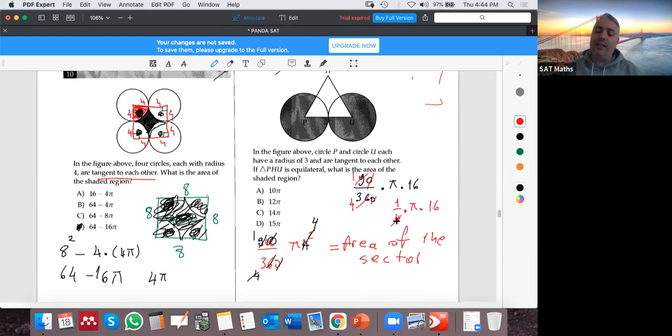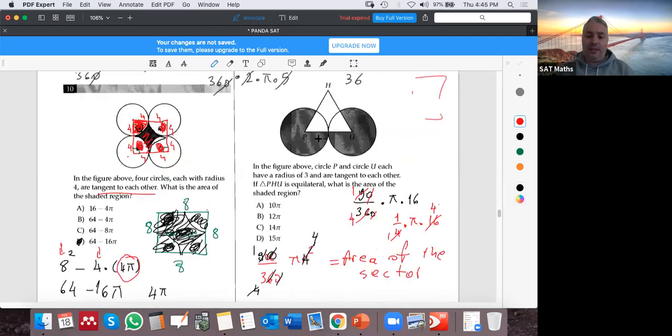So 4 is divided by 4, 1. 16 is divided by 4, 4. So pi times 4 will be just 4 pi. Since I have 4 identical areas like this, I multiply by 4. And this is the area of the square. From the area of the square, if I remove these 4 sections, it will be the area which is being asked of me. So I have calculated.